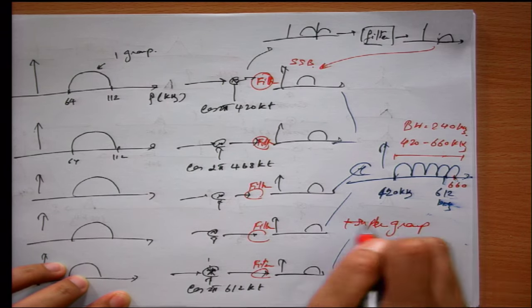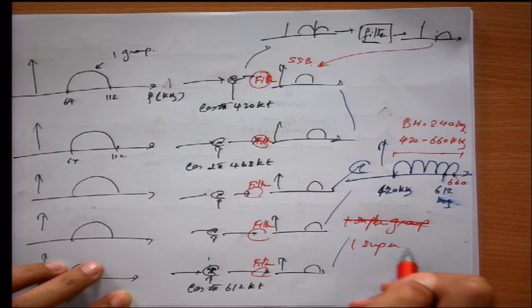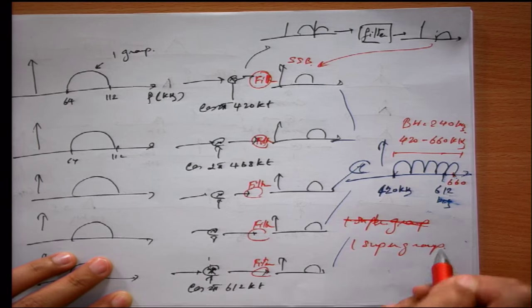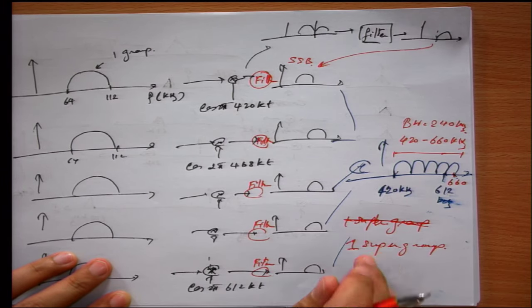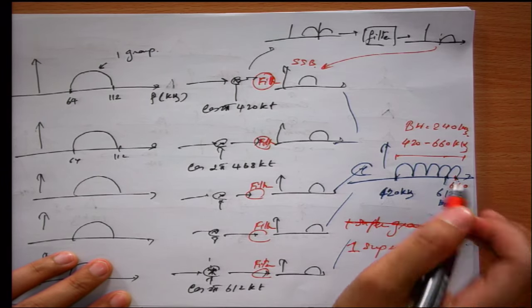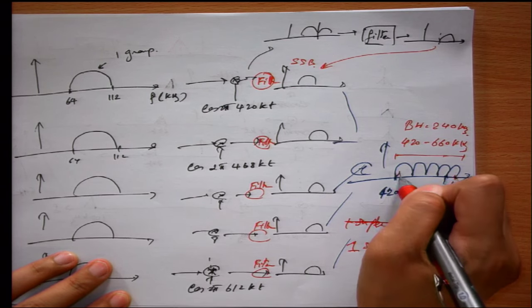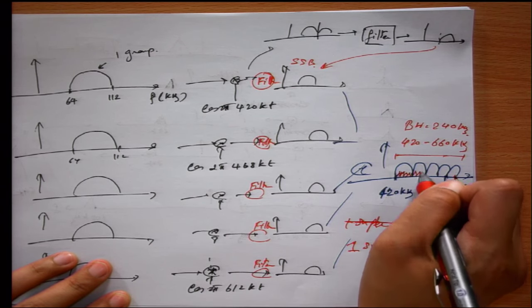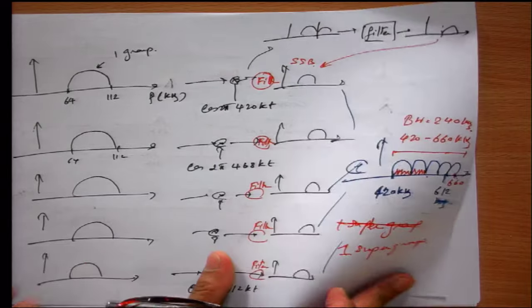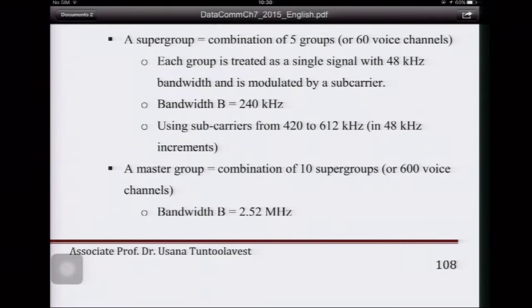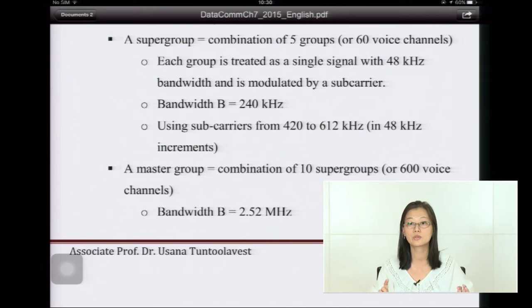One super group contains five groups, and each group has 12 voice channels inside. Now let's look at the master group. The master group is a combination of 10 supergroups or 600 voice channels, and the bandwidth is 2.52 megahertz. This is done in the same way as when I did the supergroup from the group, so you can do that by yourself.